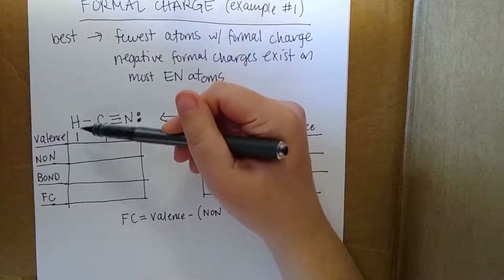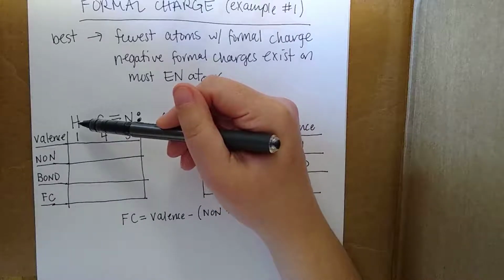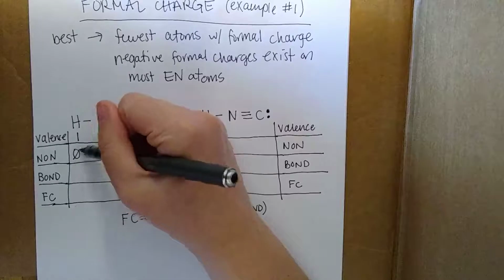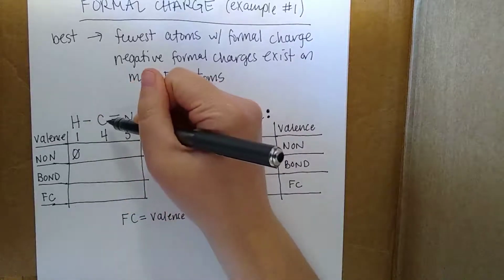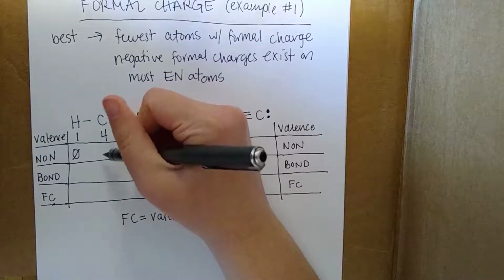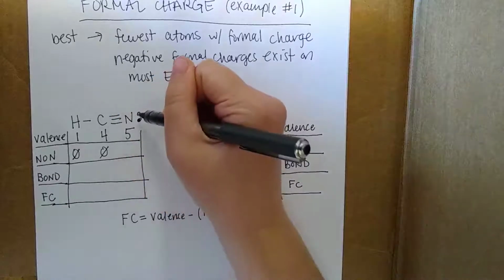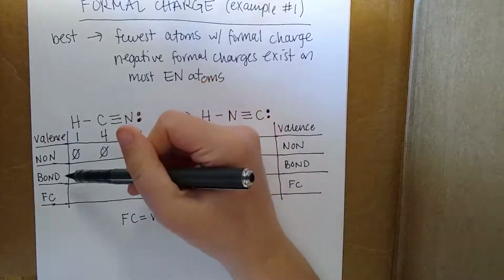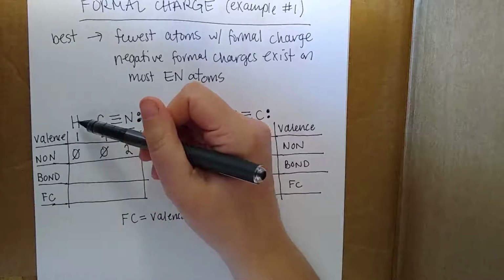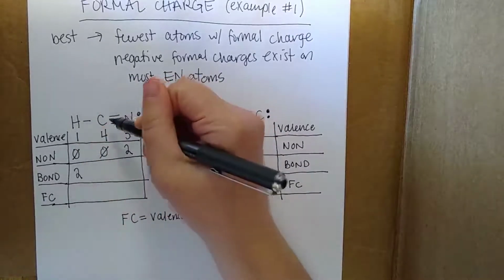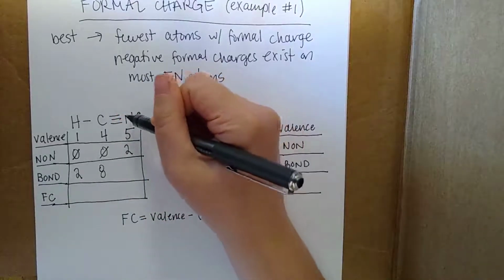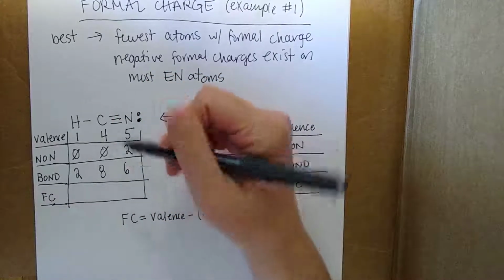Now we'll look at the structure and find the number of non-bonded electrons. For hydrogen it's 0. For carbon it looks like we also have 0. And for nitrogen we have these 2 here. And then finally let's look at the bonded electrons. For hydrogen we have 2. For carbon we have 8, so it's all filled up. And then nitrogen has 6.